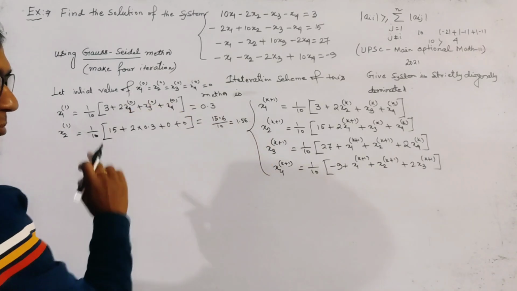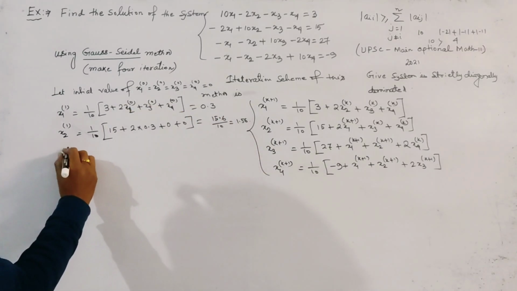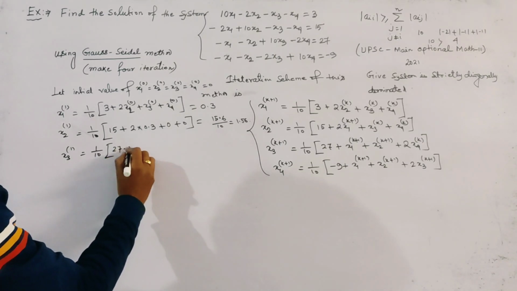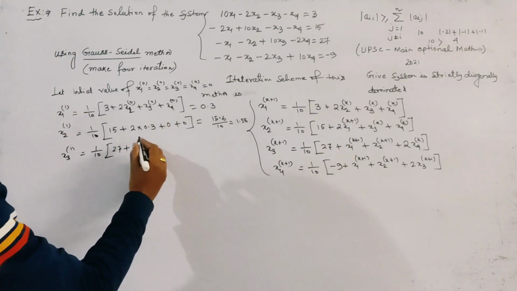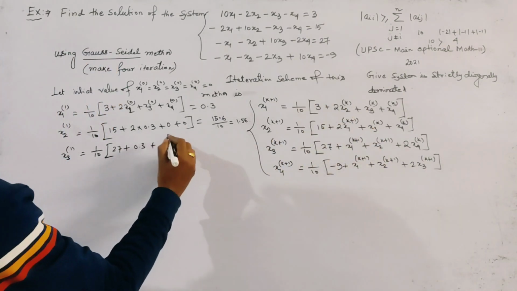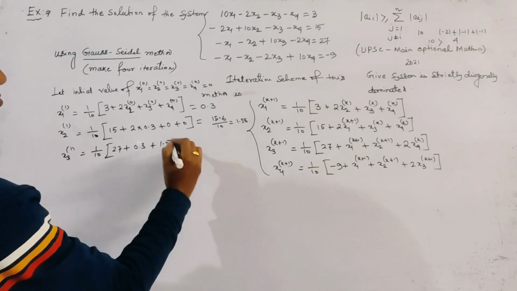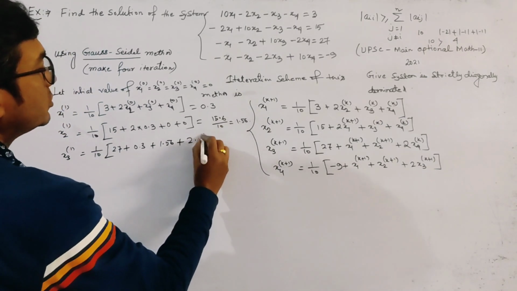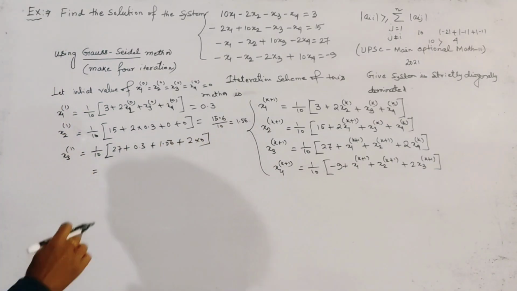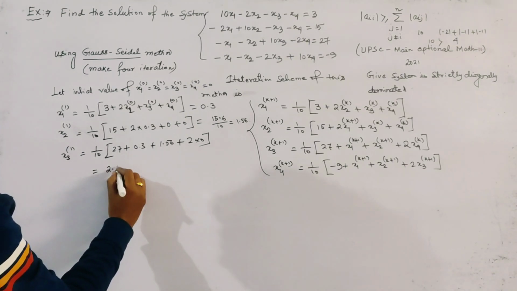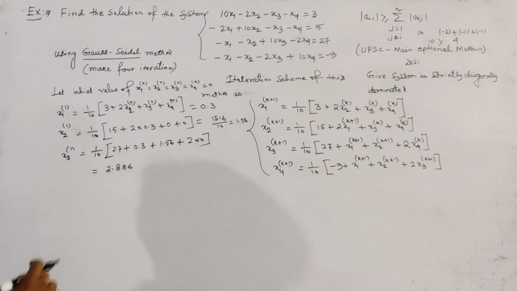For the first approximation of x3, we get x3 1, this is given by 1 by 10 into 27 plus x1 1, x1 1 means 0.3, plus this is x2 1, x2 1 means 1.56, plus 2 into x4 0, so this is 2 into 0. Now calculating this result, we get 2.886, and this is the first approximation of x3, right?